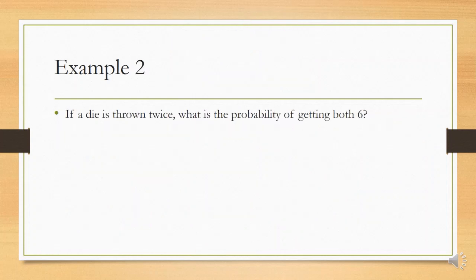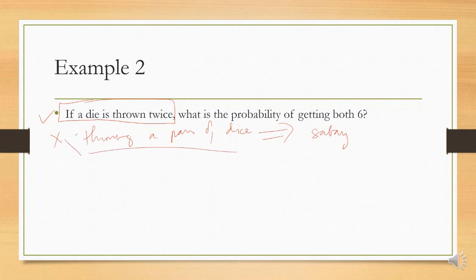For example, number 2, if a die is thrown twice, what is the probability of getting both 6? Okay. Yung scenario na ito, okay, is different from throwing a pair of dice. Okay? Kasi yung a pair of dice, sabay. Yung dice na ibabato natin. Pero ito ay magkaibang senaryo, magkasunod, no? So, tinapon natin yung die nauna, and then pinulot mo siya, and then tinapon mo siya ulit. This is different, not the same.